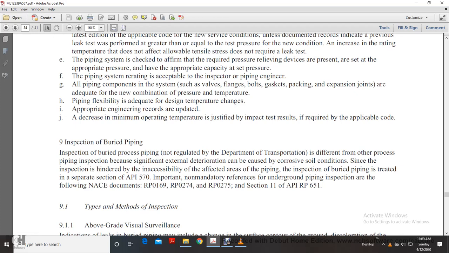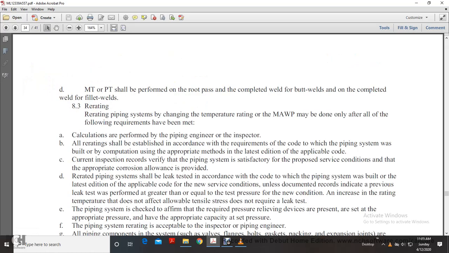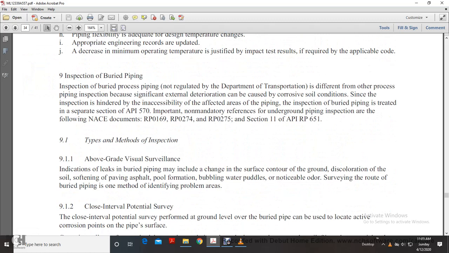Alright, chapter 9, inspection of buried piping. And we're on Inspection, Repair, Alteration, and Re-rating of In-Service Piping Systems, Piping Inspection Code, American Petroleum Institute API 570, second edition, October 1998. What was that, 34 or 35? All right, inspection of buried pipe.